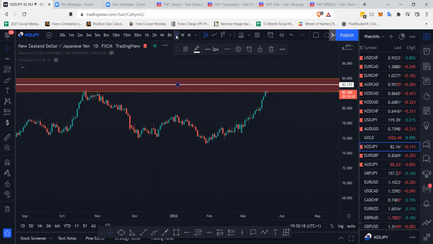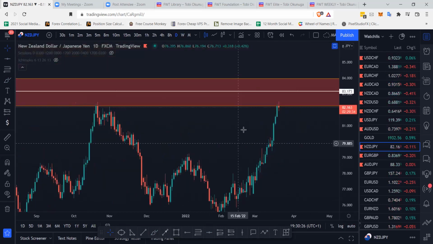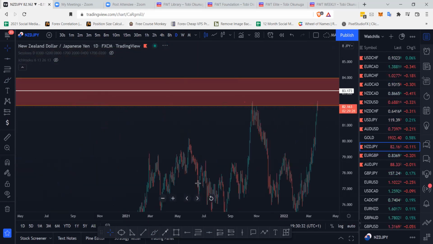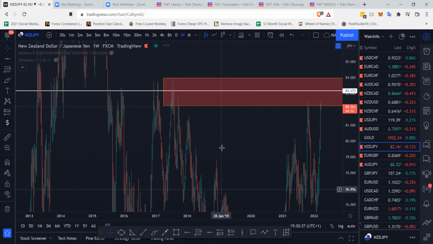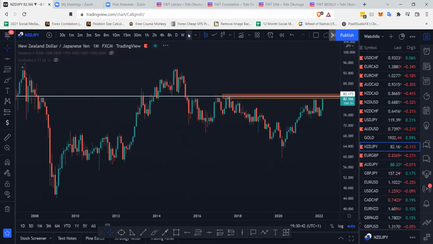Let's check what's going on the daily. All right. So we found this setup on the monthly. Okay, I don't want us to have a swing trade for this. Let's find a setup on daily or weekly, so that we can have a fast and smooth trade.